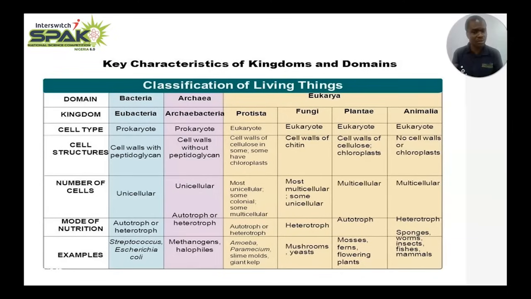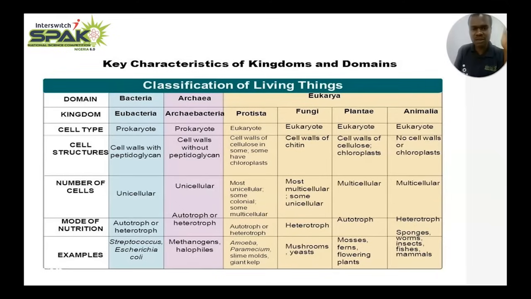Both of them are unicellular and they have prokaryotic cells. But when you come to the domain Eukarya, you have about 4 kingdoms: kingdom Protista, kingdom Fungi, kingdom Plantae, kingdom Animalia. All of them have eukaryotic cells, cells with a true nucleus, and their organelles are surrounded by membrane.